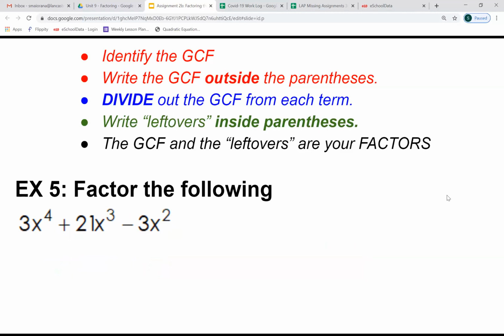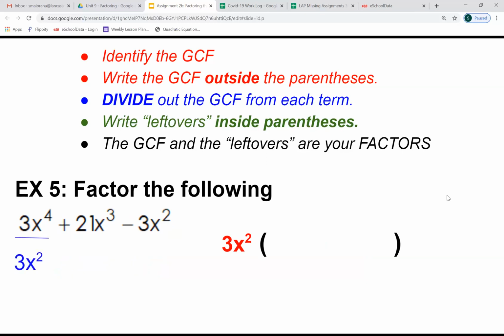So my GCF, number-wise, the biggest number that's going to divide 3, 21, and 3 is 3. And the smallest value on my x is x squared. So 3x squared is the GCF. I put it outside the parentheses. Now I want to divide that GCF of 3x squared by all 3 terms.